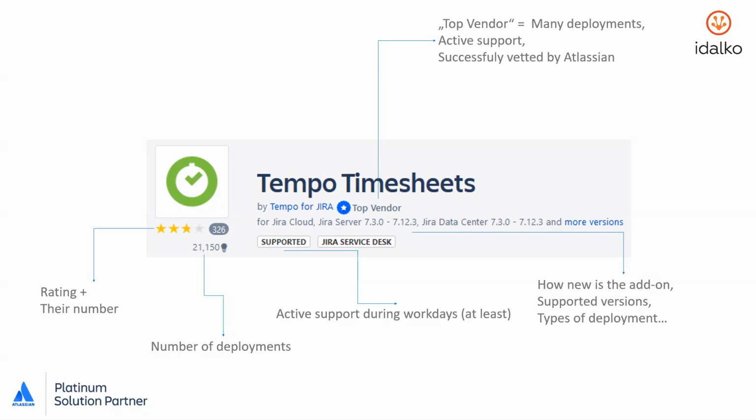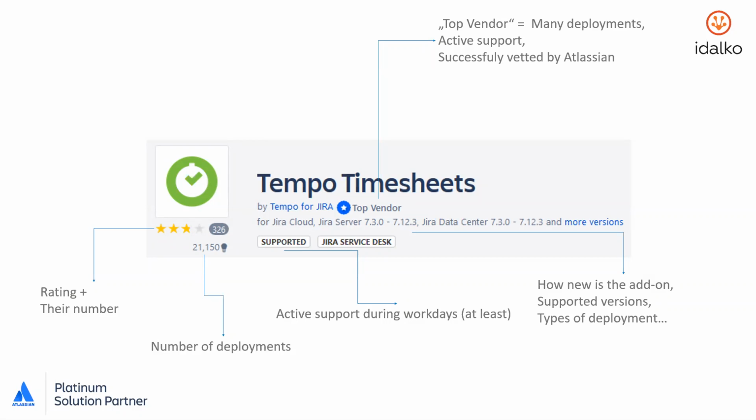And what this top vendor badge meant was that the add-on by this vendor are deployed on many instances. They have active support. They have provided an end user license agreement, and that they have been successfully vetted by Atlassian. Many times, these top vendors also have both server and cloud add-ons. There's also the rating of the add-on based on the number of stars given by the users.